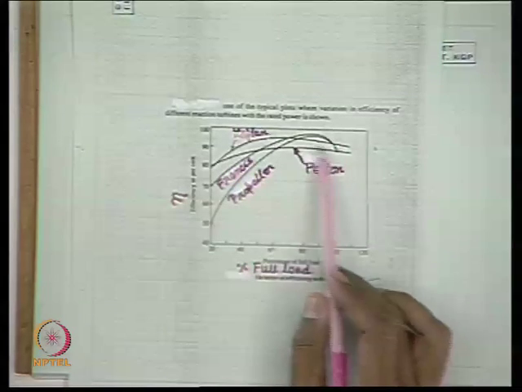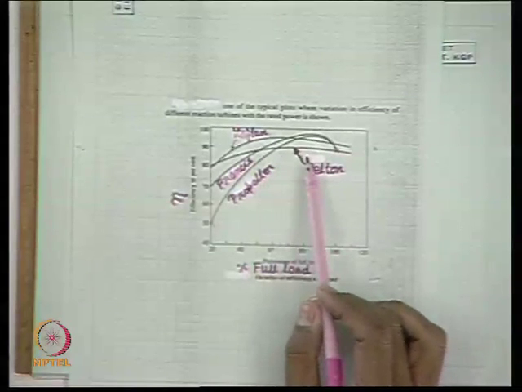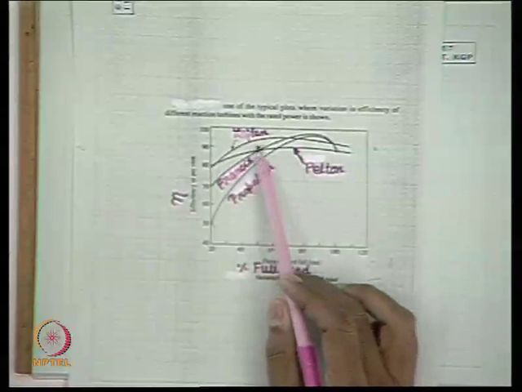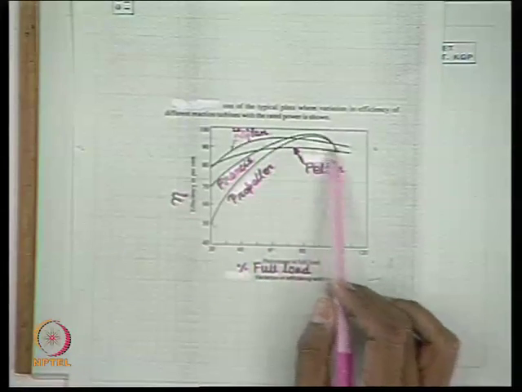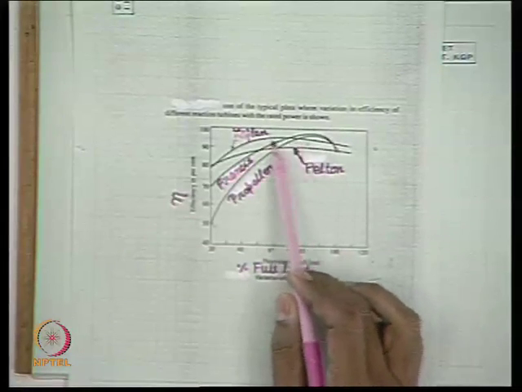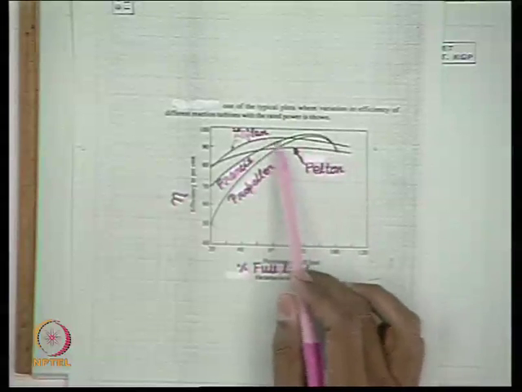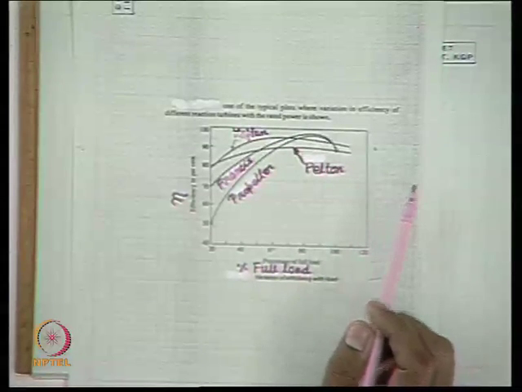However, the Kaplan turbine is a compromise between these two, that it is almost like Pelton turbine. Its efficiency does not fall on this side. That means beyond a certain load, you see that it operates at a fairly high efficiency.